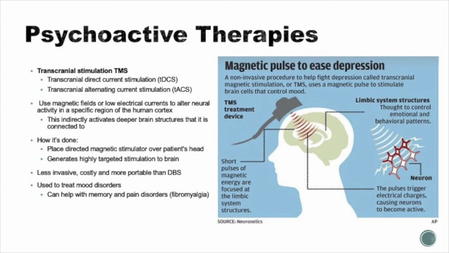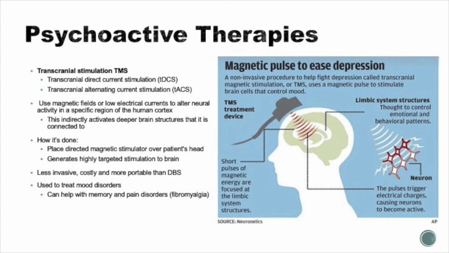It's a non-invasive procedure to help fight depression or other types of mood disorders. And what they do is they hold a magnetic stimulator over the patient's head that generates a highly targeted energy that stimulates a particular region of the brain. So it is very targeted to specific regions. And in this picture, it's just showing that it's activating the limbic system structure to help with symptoms of depression.